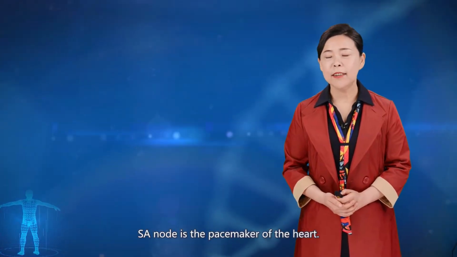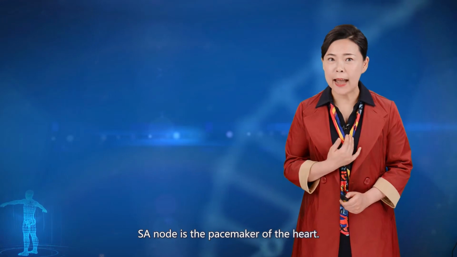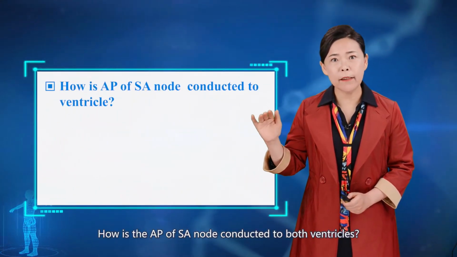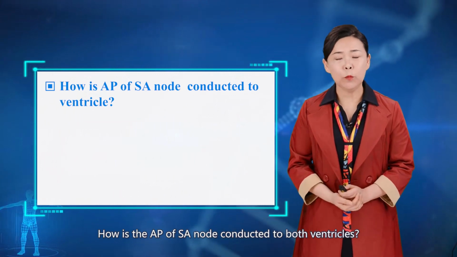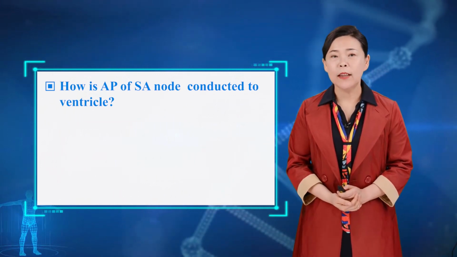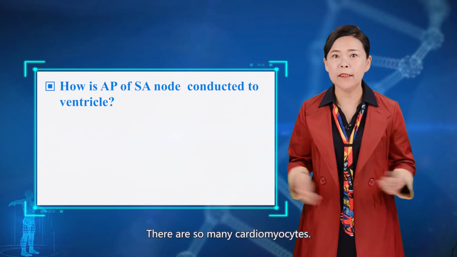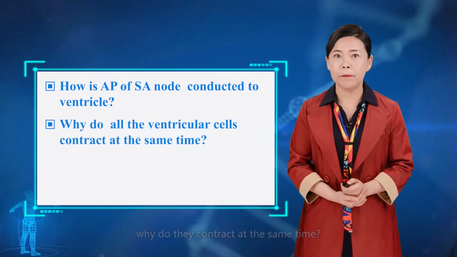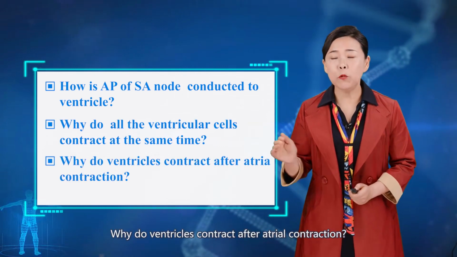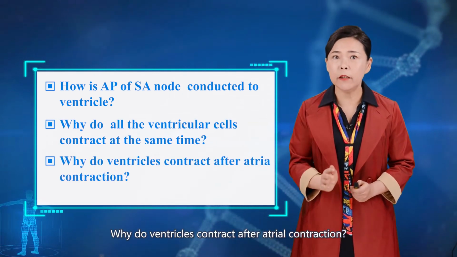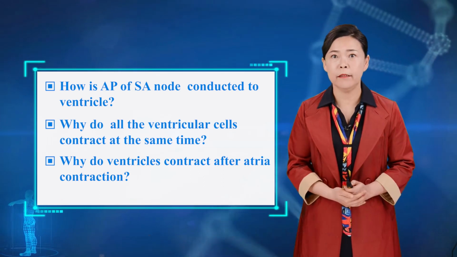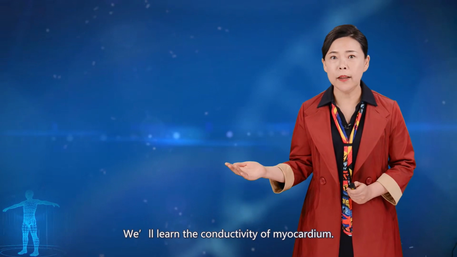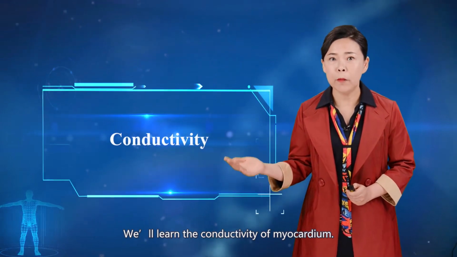SA node is the pacemaker of the heart. How is the action potential of SA node conducted to both ventricles? There are so many cardiomyocytes. Why do they contract at the same time? Why do ventricles contract after atrial contraction? To settle all these questions, we'll learn the conductivity of myocardium.